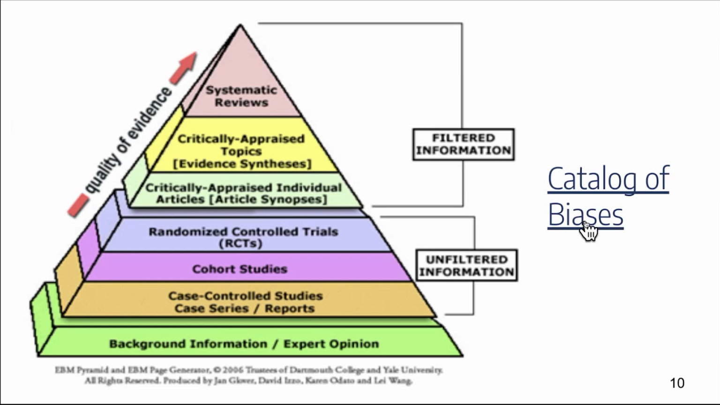And if you click on the catalog of biases here, I won't go into it, you will see all of the many different types of biases that can be present in different studies, whether that is reporting bias or selection bias or sampling bias. There's a lot of different kinds, and how do you correct for them or control for them when you're conducting studies?